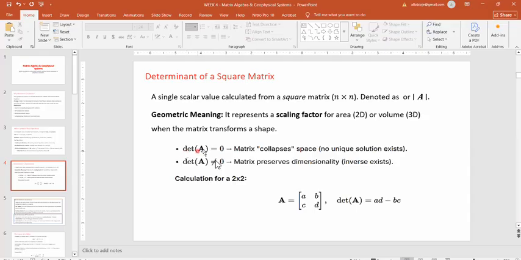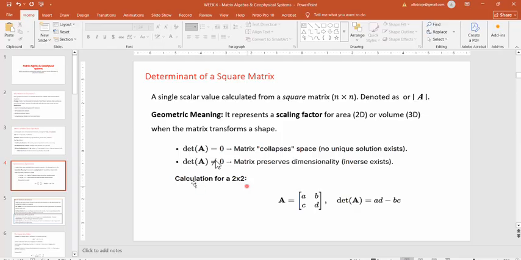Now, if the determinant of that matrix is equal to 0, there's a collapse, meaning no unique solution exists. But if you calculate the determinant of that matrix and you have a non-zero value, that means the matrix preserves dimensionality. Then you can do the inverse of such a matrix.